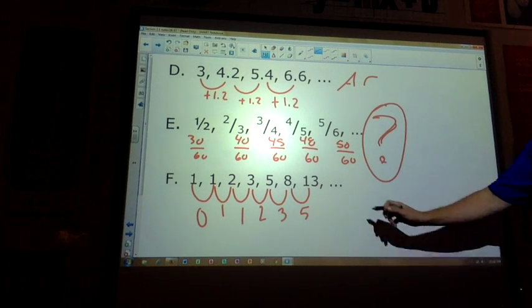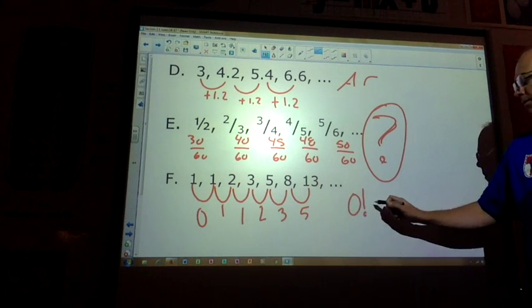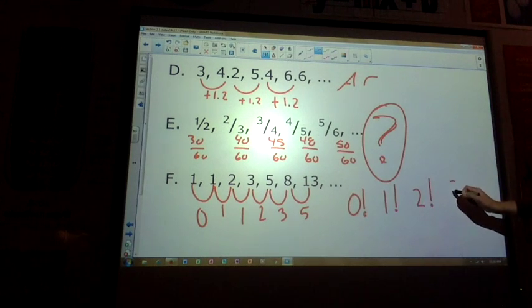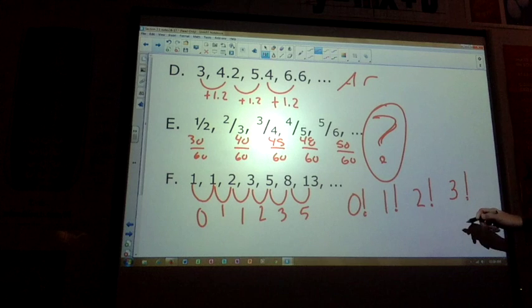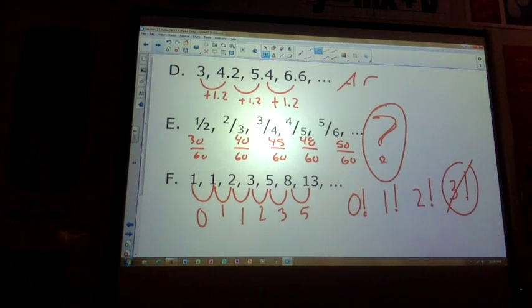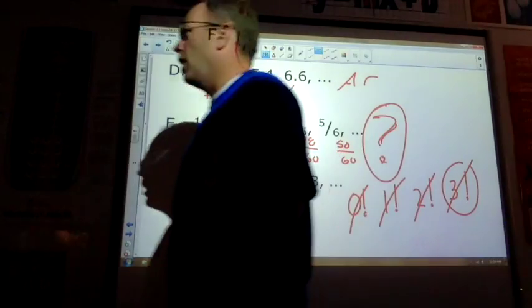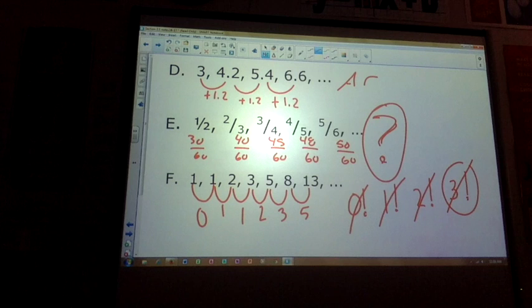I like that. Is that going to work? Nope, nope, nope. This one doesn't work, because 3 factorial should be 6. So that one, I was thinking it might be factorials. So arithmetic, geometric, I don't know. It might be a neither.